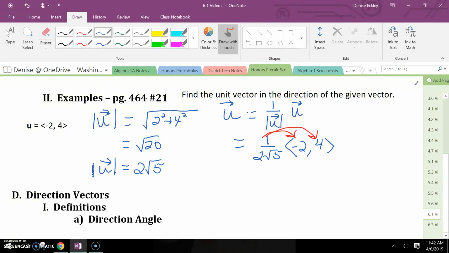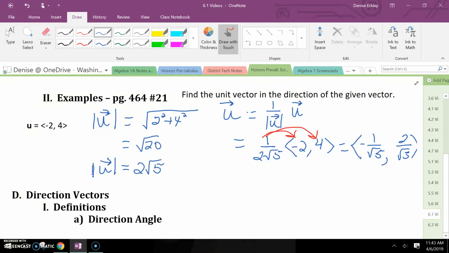So let's first distribute that scalar, and we're going to get -1 over the square root of 5, because our 2's will cancel. Let's put our vector notation around that. And then our other component is going to be 2 over the square root of 5, because we're going to multiply the 4 times 1 over 2 times the square root of 5.